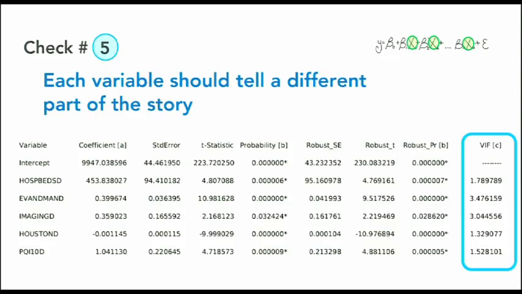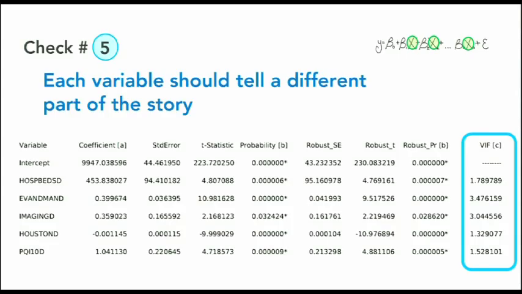So another important check is about the variables and the idea that each variable needs to be telling an important part of the story, but you also want to make sure that each variable is telling a different part of the story.